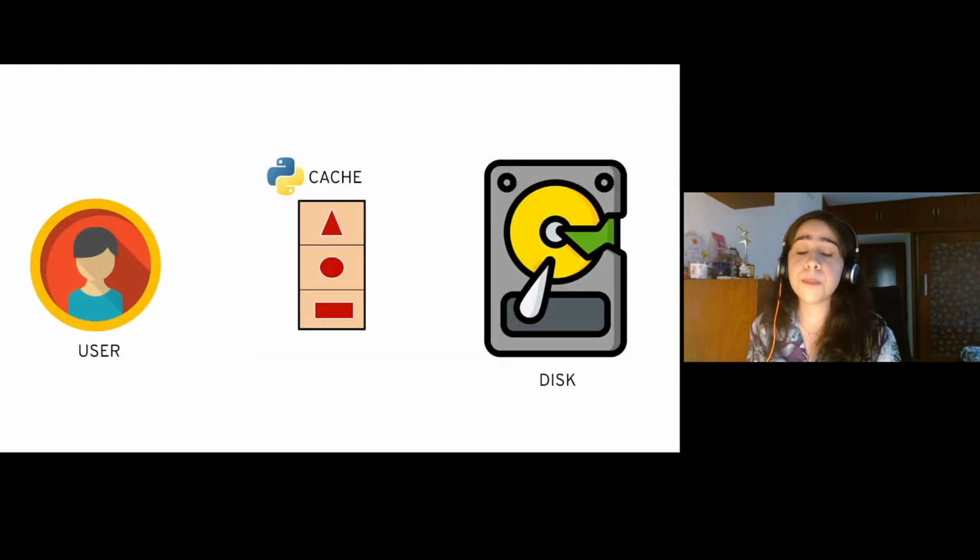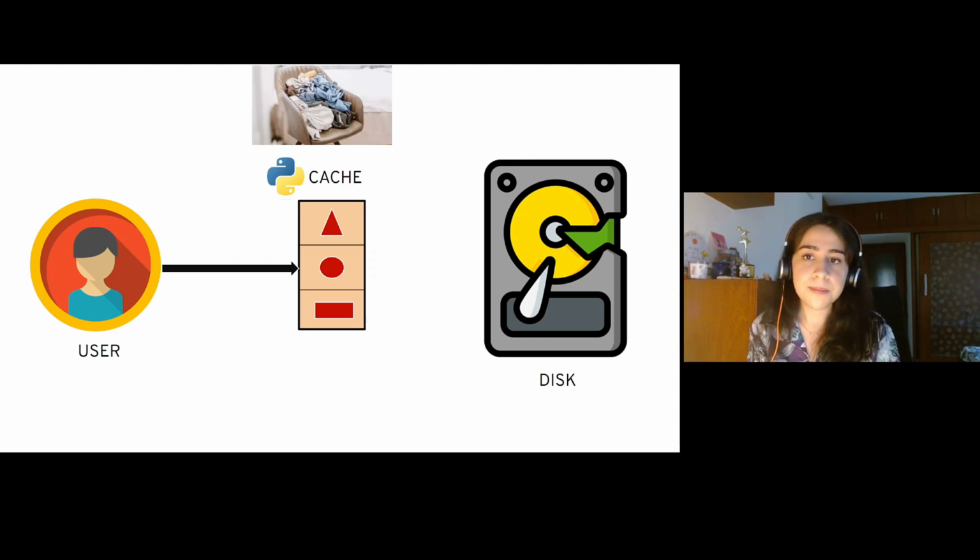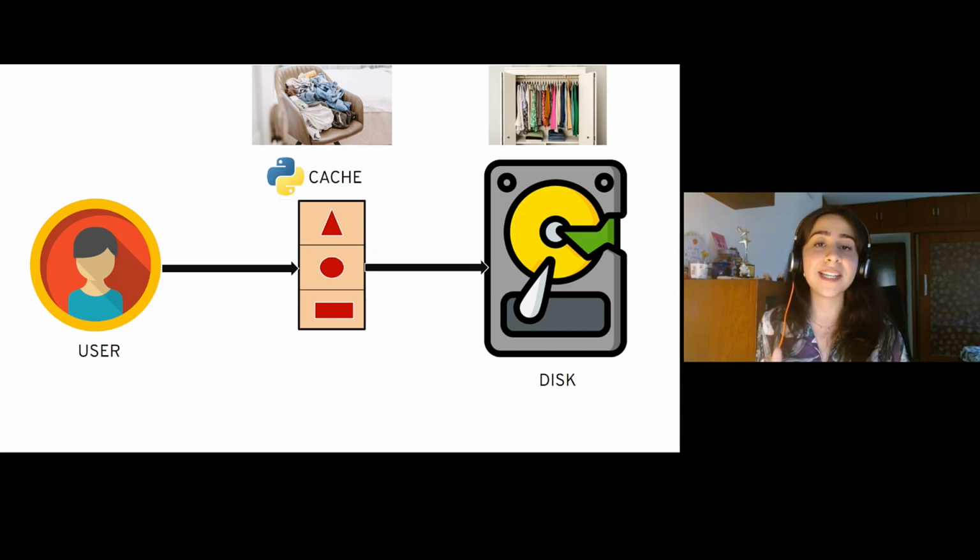Similarly, in the world of computing, when a user requests some data, first it checks the cache, like you would have checked your messy chair. If the data is found there, it's returned back to the user quickly. Else, if the data is not found, it then fetches it from the main storage, which could be the disk, like grabbing your clothes from the closet. So caching is this technique to improve the overall response time of your application by storing the frequently accessed data in a location that is closer to you, that is faster to access.